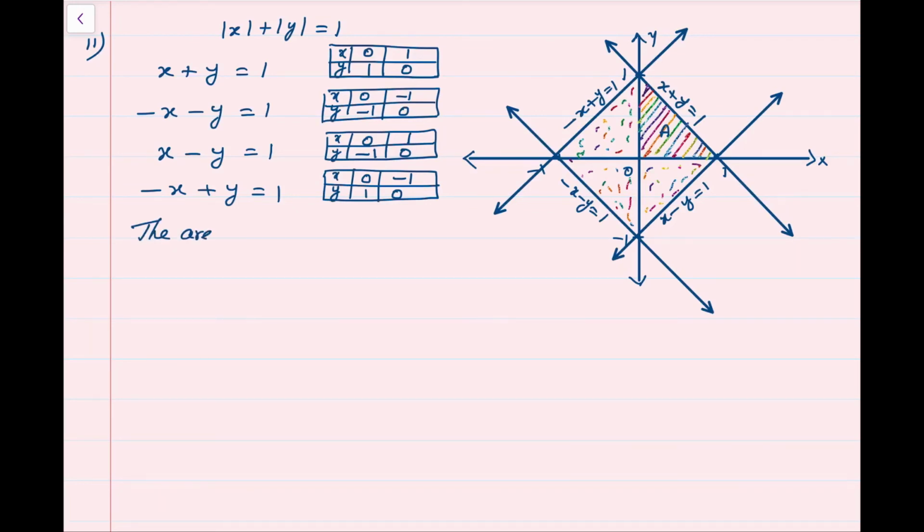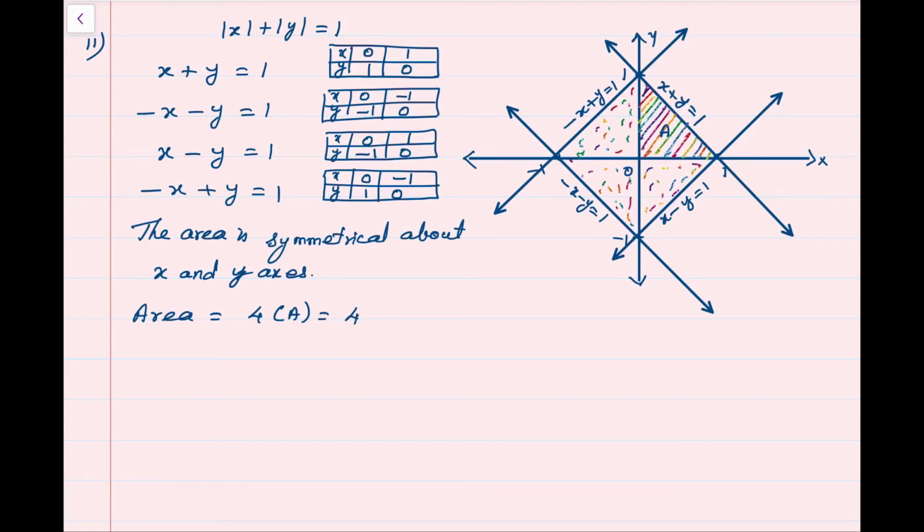The area is symmetrical about x and y axis. Therefore, the area is, it is the area of the square. We will do 4 times area A. We can do integration with respect to the variable x or y. We will do with respect to x. Therefore, 4 times integral 0 to 1. The line is x plus y equal to 1, from which y is 1 minus x dx.